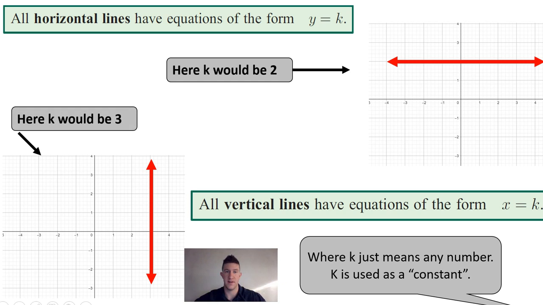So, for example, in the top one, the horizontal line, our k would be 2, so the equation of that horizontal line would be y equals 2. The vertical line here, you can see that it passes through 3 on the x-axis, so here k would be 3, the equation would just be x equals 3, and that's my vertical line.